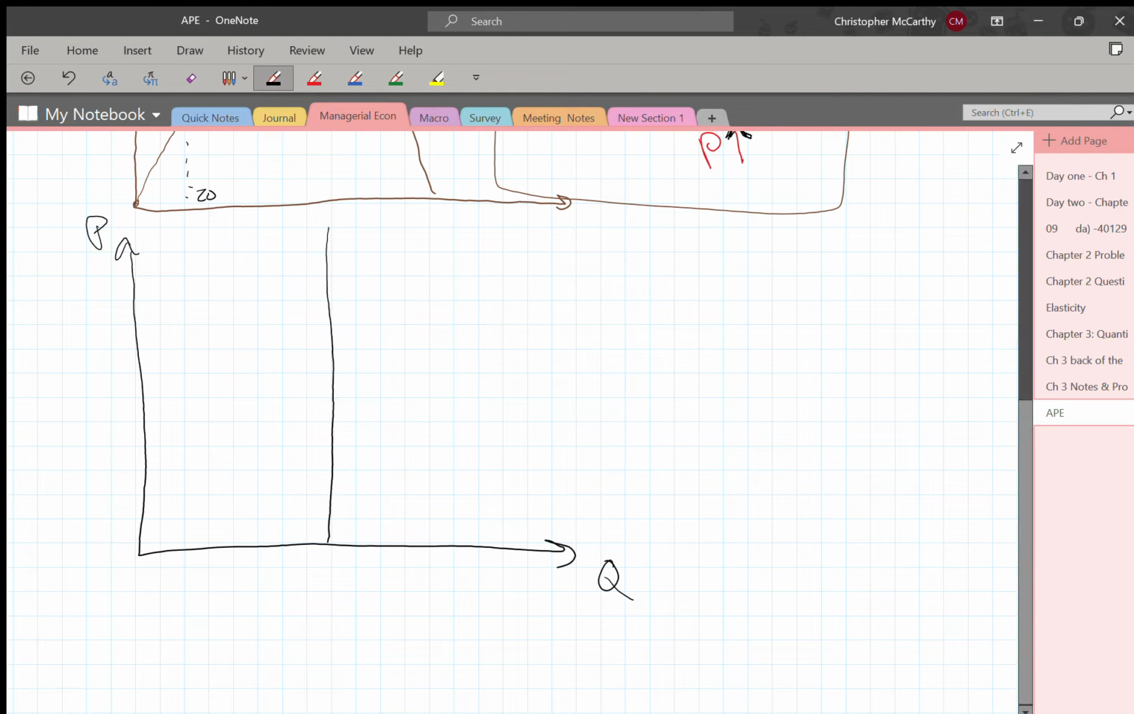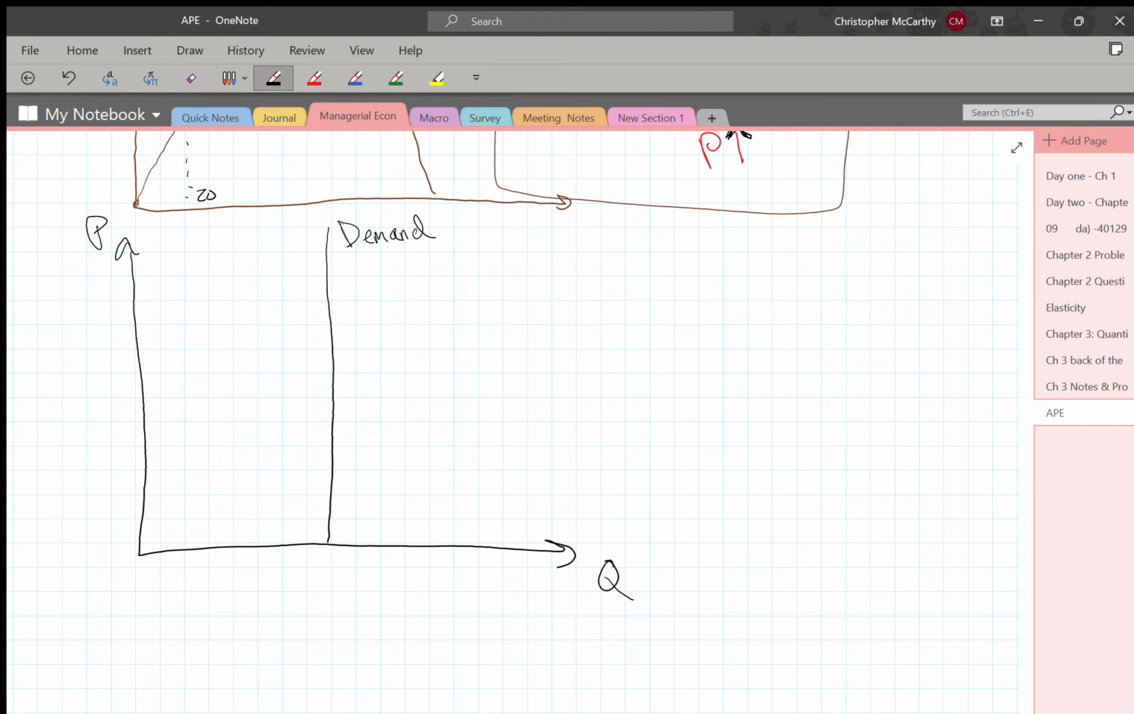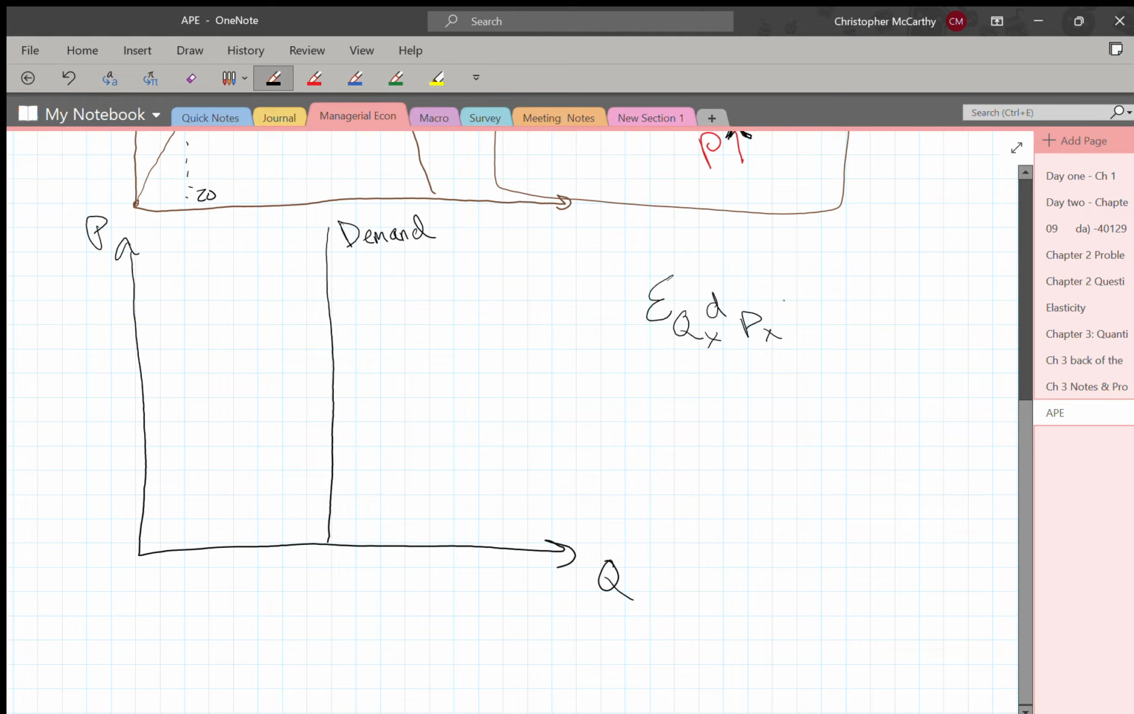And so we end up with, so what kind of demand curve is this? Let's think about it. What's happening when price increases? What happens to demand? It stays the same, right? So this is an elasticity of 0. And we would call this perfectly inelastic.